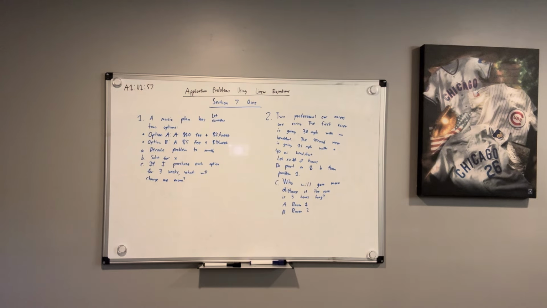And then for number 2, 2 professional car racers are racing. The first racer is going 30 miles an hour with no mile head start. The second racer is going 15 miles an hour with a 40 mile head start. Let X equal the number of hours. Do parts A and B from problem 1, so decode the problem, solve for X. And then for C, who will gain more distance if the race is 5 hours long? Will it be racer 1 or racer 2? So go ahead, pause the video, and then when we continue, I'll give the answers on the board.